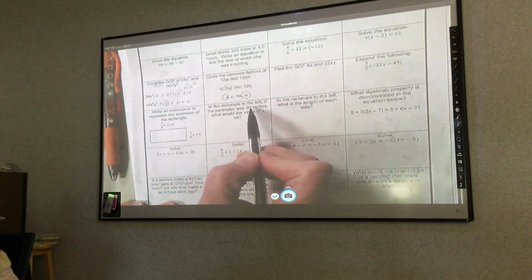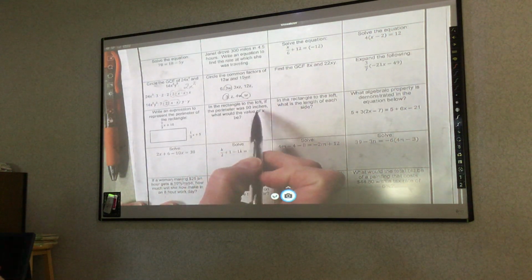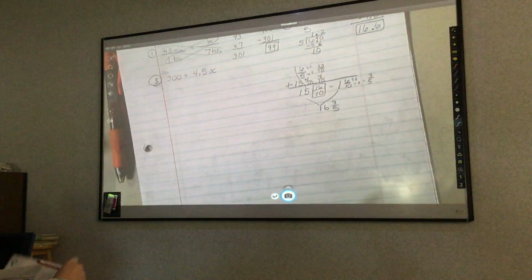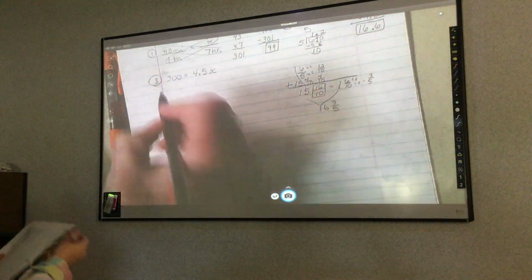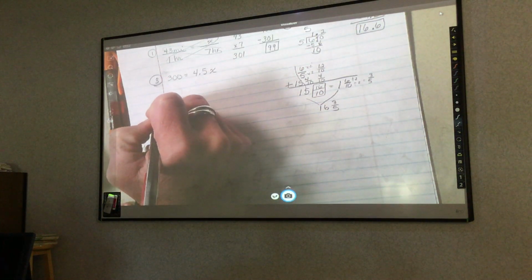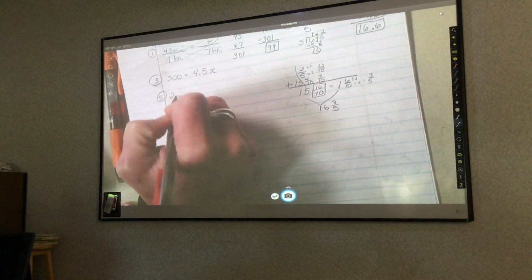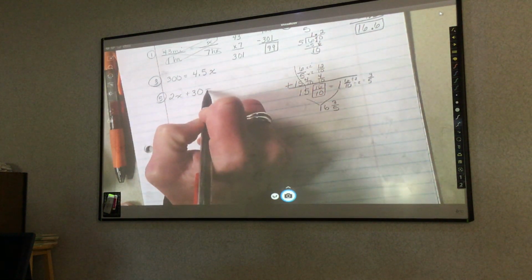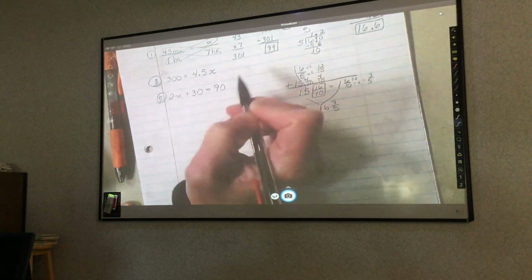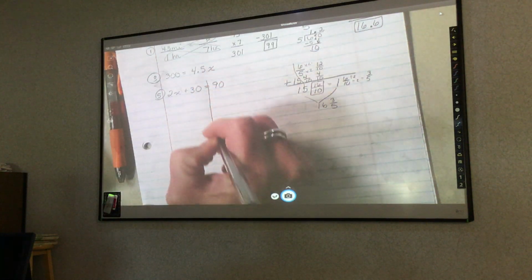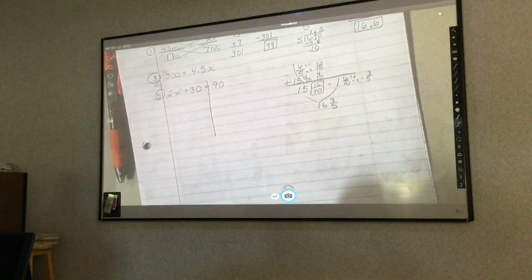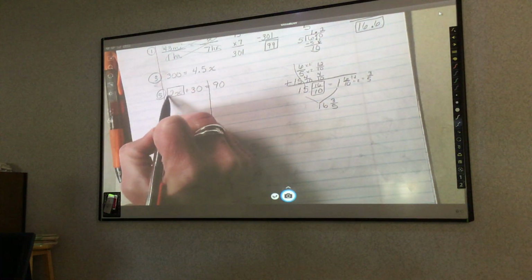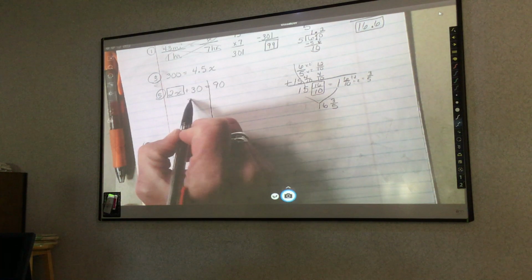Number 5 says, in the rectangle to the left, if the perimeter was 90 inches, what would be the value of X? I gave you the formula to write down. I said it was 2x plus 30, because that was what we found yesterday, equals 90. Draw your line. Then I'm going to put a box around my 2x. I'm going to subtract 30.